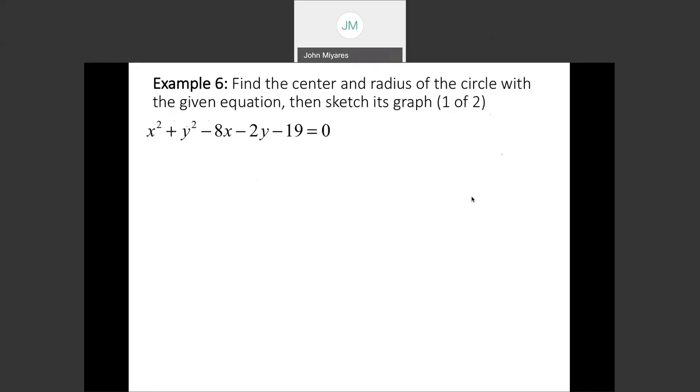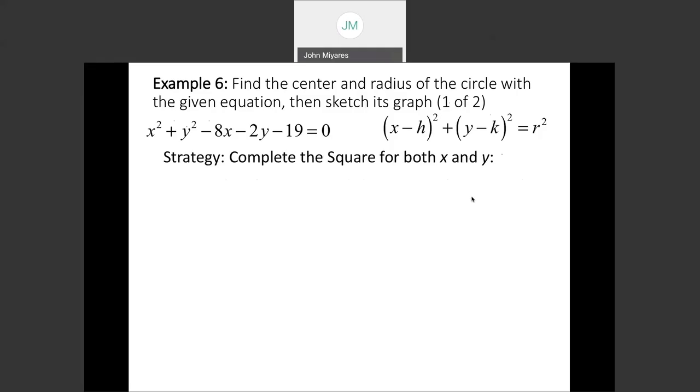So here's the last example, and it's pretty similar to the one we just did. Find the center and radius of the circle with the given equation and sketch its graph. The strategy is exactly the same in that we're going to complete the square for both x and y, but I'm going to recommend that you pause this video and try this one out on your own before you see the answer on the next slide.